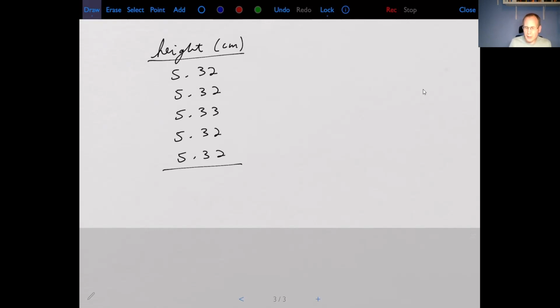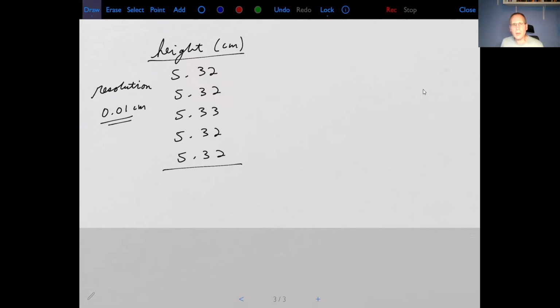First, what's the resolution of this instrument? You're going to use something called a vernier caliper. Just by looking at those values, see how they're all to 2 decimal places? So the smallest that this vernier caliper could measure is 0.01 centimeters. So the resolution of this instrument is 0.01 centimeters.